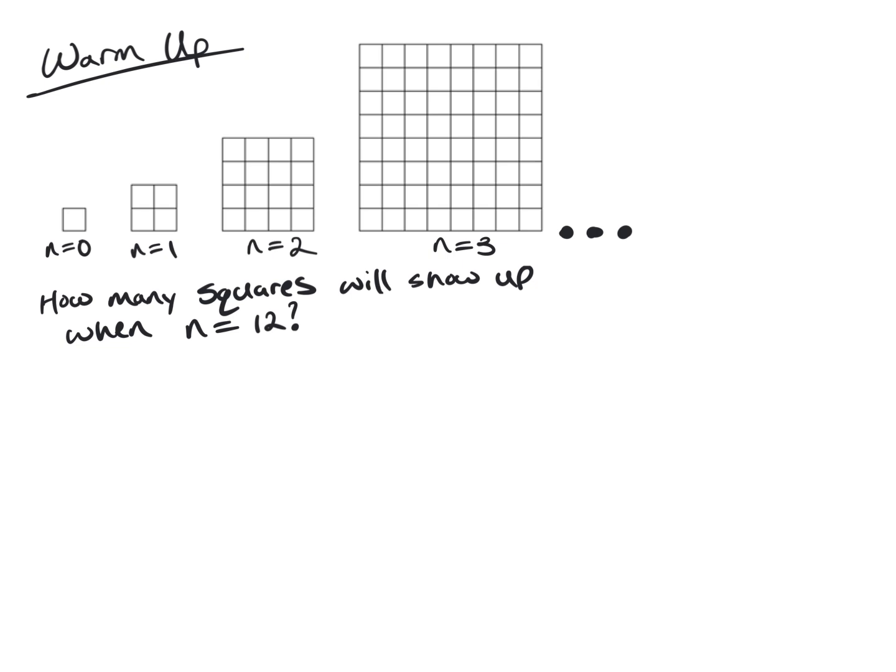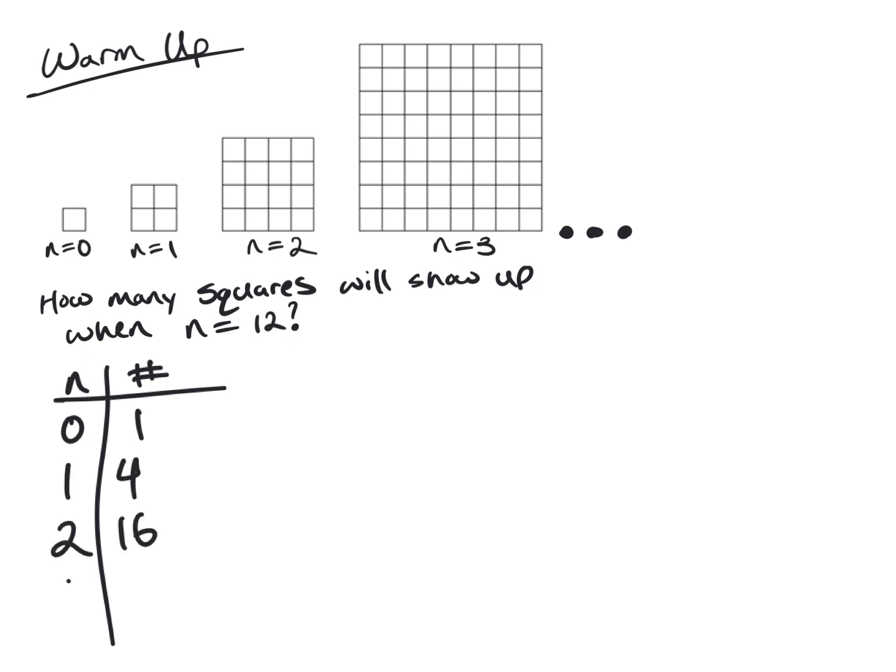Once you have answered that question, I think an easier way to visualize this is by putting it into a table. n is going to stand for the step, and number is going to stand for the number of squares we have in each step. At step 0, we had 1 square. At step 1, we had 4. At step 2, we had 16. And at step 3, we had 64.